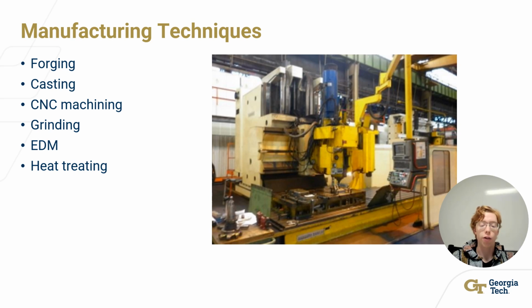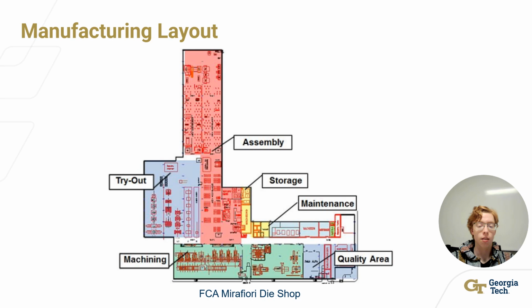Dies are manufactured using many techniques. Most dies start with a forged or cast base that is machined to the proper specifications. Grinding is often used because dies need to be held to tight tolerances. Electrical discharge machining, or EDM, can be used to create intricate shapes accurately. Heat treating is used to improve the material properties of dies.